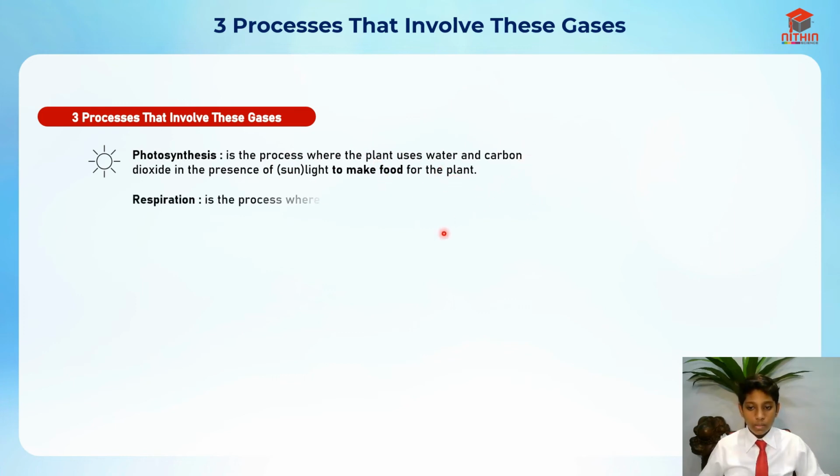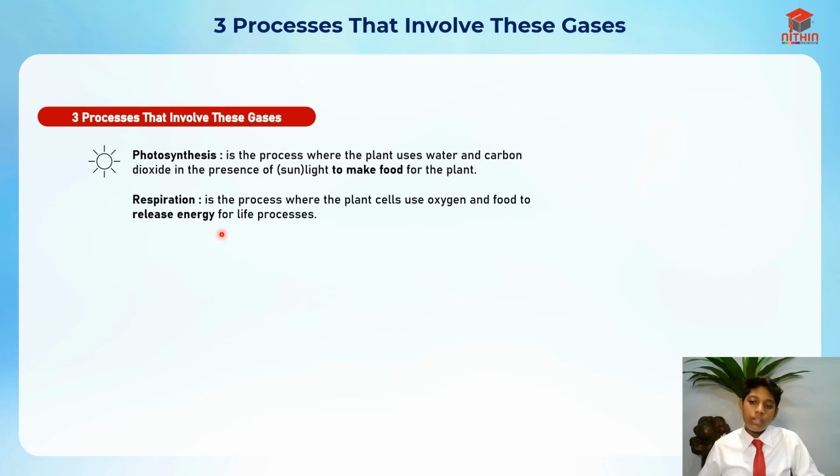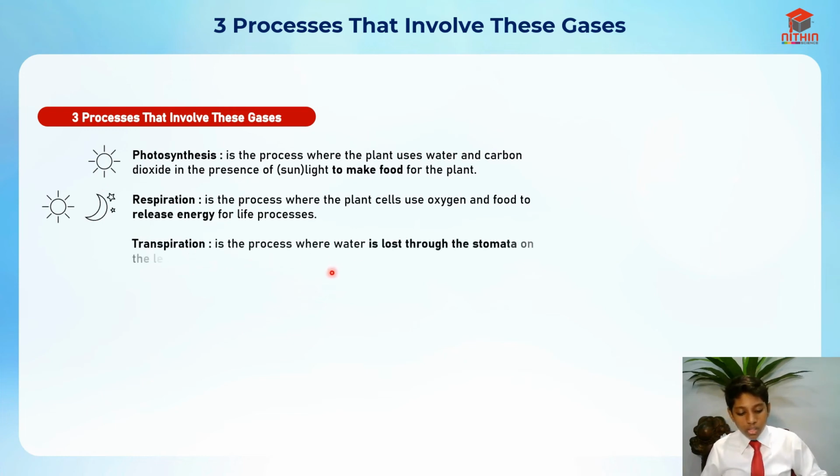Next is respiration. So respiration is the process where plant cells use oxygen and food to release energy for life processes. So respiration happens in the day and the night, okay? And for photosynthesis, it only happens in the day. And transpiration is the process where water is lost through the stomata on the leaves as water vapor. So this also happens in the day and the night. Okay, now let's move on.